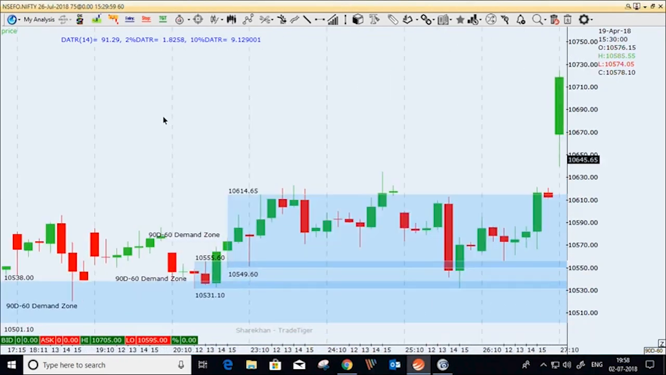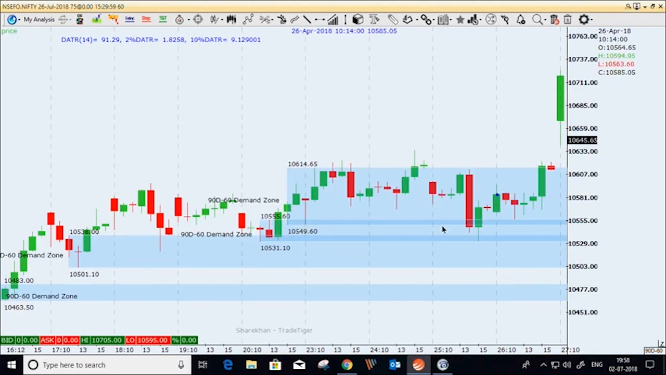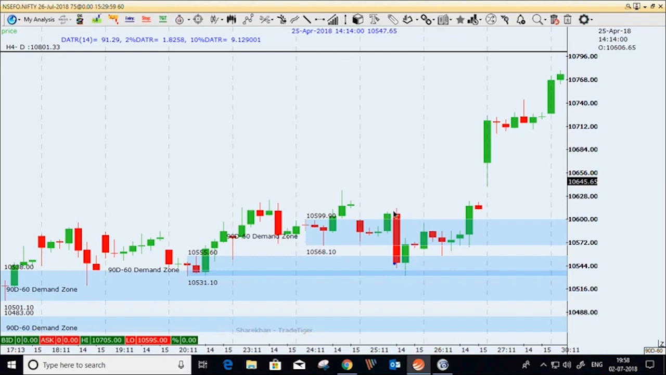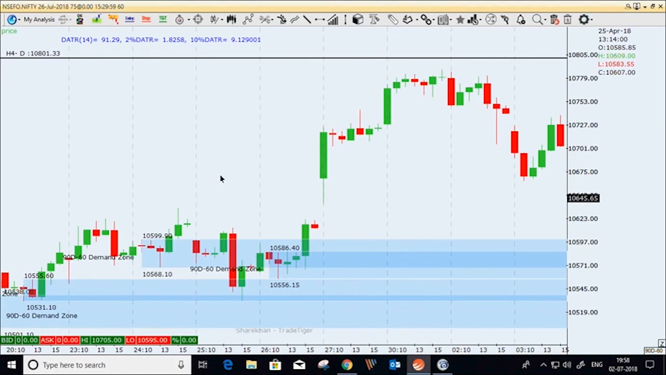So by now you have understood all the zones here, whatever I mark. Whether I mark this drop base rally here, it is also a reaction of this rally base rally here. So every zone here is a reaction. Price dropped, tested this zone and moved up. So this is also a reaction. Can you see this one here? It is also a reaction because the base candle is touching this base candle. So these are all reactionary zones.